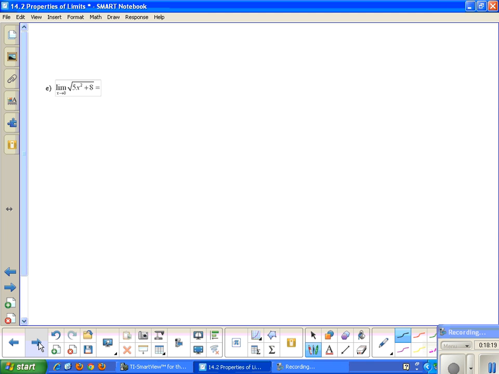If I keep going, now I have a square root, so I have to be careful. My domain's not all real numbers, so if the value that you're approaching fits in the domain, then you can just plug it into the equation.